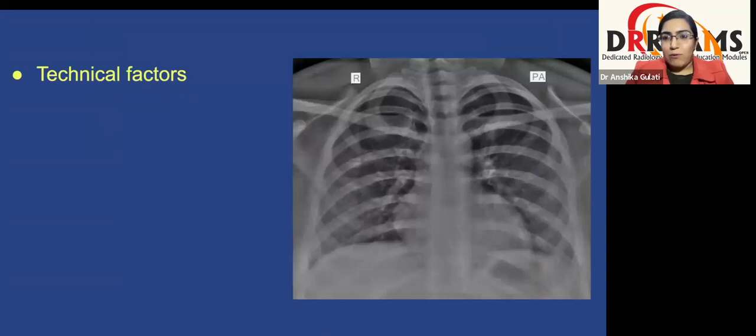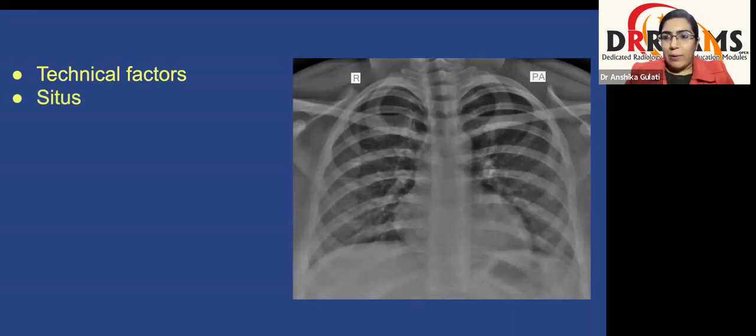First step is always to look for the technical factors and make sure that they are all right. First, we look for the exposure, it is adequate, the inspiratory effort is good, the markers are adequate, the centering and everything is fine. After that, we come to the cardiac part of it.